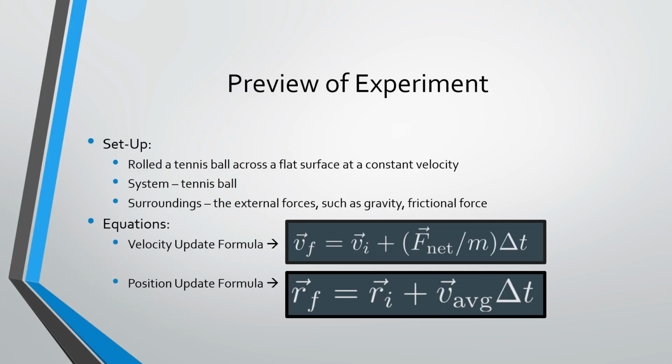So for a preview of the experiment, the setup was I rolled a tennis ball across a flat surface at a constant velocity. The system in this case would be the tennis ball, and then the surroundings would be the external forces acting upon the tennis ball, such as gravity, frictional force, applied force, etc. Some equations that were used in this experiment were the velocity update formula, which I have right here, and then the position update formula, which I have below.